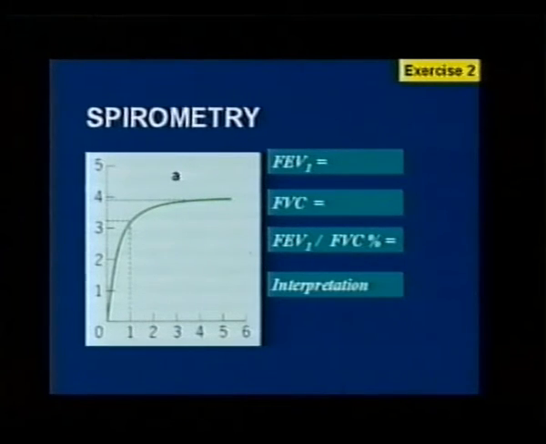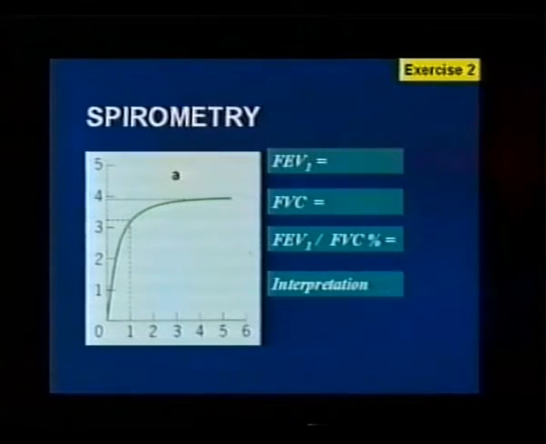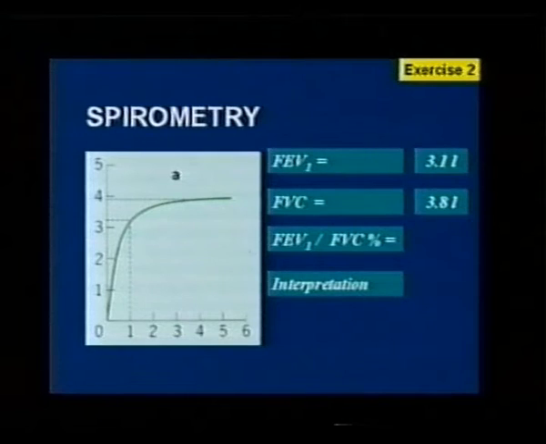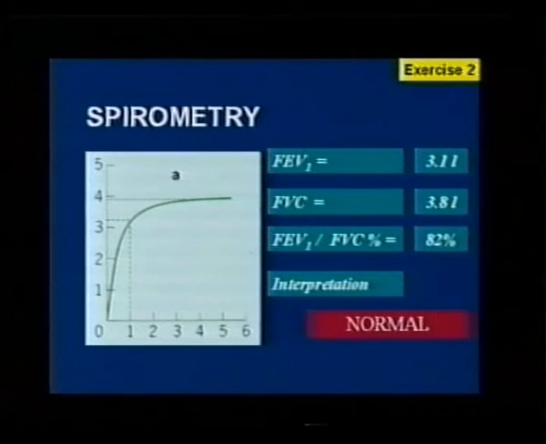Now here's a series of exercises for you. We would like you to calculate the FEV1, FVC and the ratio, and then interpret whether it is normal or abnormal. When the music comes up, you can pause the tape and then do the exercise yourself. In this case, FEV1 is 3.1, forced vital capacity is 3.8, the ratio is 82%, and this is a normal spirometry chart.